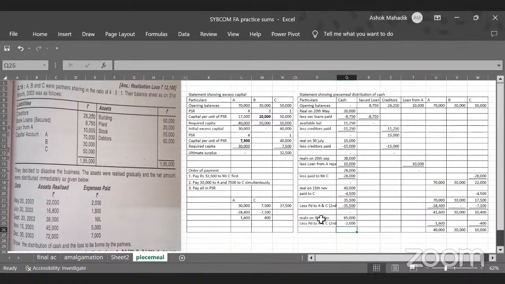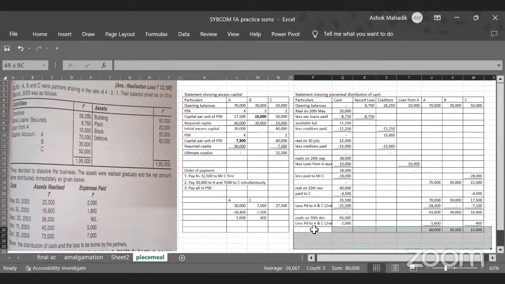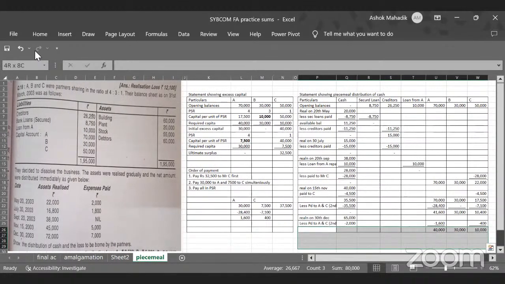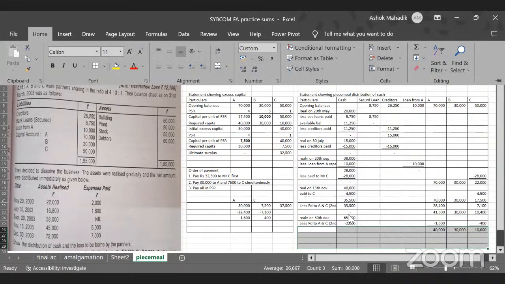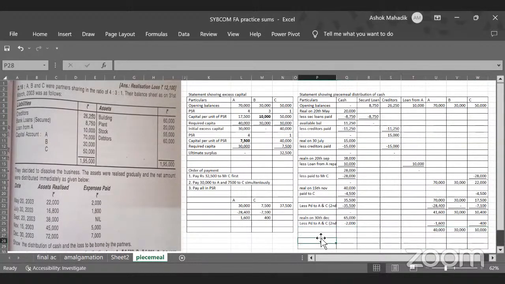Okay. Wait, I'll just extend the format by 2-3 more lines. That's it. Okay. So out of 65,000, we gave away 2,000 because that was pending, isn't it? So how much cash do we have now? Let us see. So available cash is 63,000, isn't it? And how much total liability is pending? That is partners' capital 40 plus 30 plus 10, so 80,000. So we can't pay them in full. Whatever cash is there, that is 63,000, we'll distribute to all the partners in PSR.